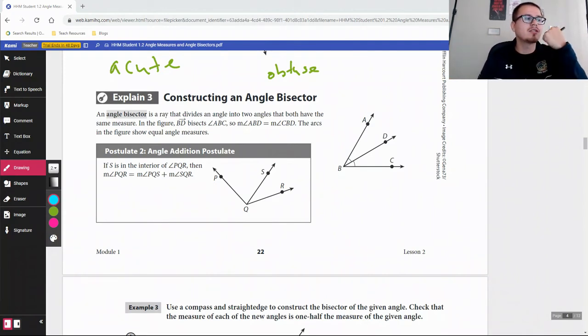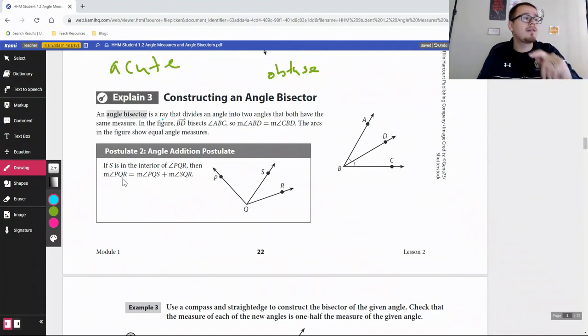All right, so for this one, the constructing part is not going to go well. So I'm just going to try to give you what I can about angle bisector. So angle bisector, vocab word, make sure you know what it is. It's a ray that divides an angle into 2 angles that have the same measure. So what does that mean? The same measure. Well, it's going to cut it in half. So you're just breaking these angles in half essentially with a ray.